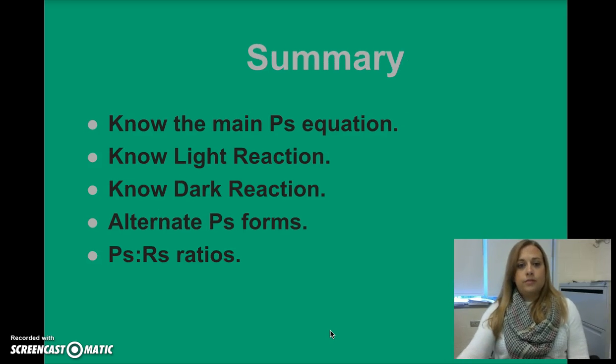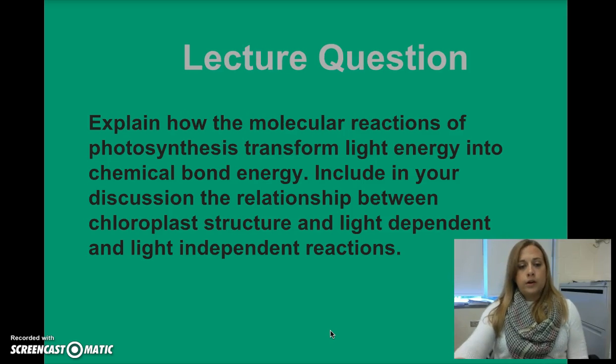So, in summary, you need to know the main photosynthesis equation. You need to know about the light and dark, or the light-dependent, light-independent reactions. Keep in mind, light-independent reaction, also called Calvin cycle. You need to know about C4 and CAM photosynthesis, and you also need to understand these ratios of photosynthesis to respiration and what it means for a plant to be photosynthesizing the same, more or less, than it is respiring.